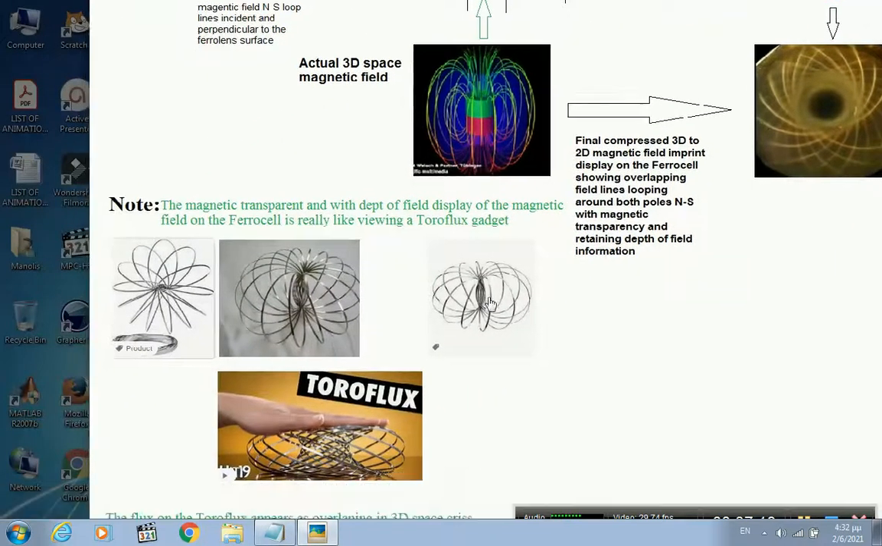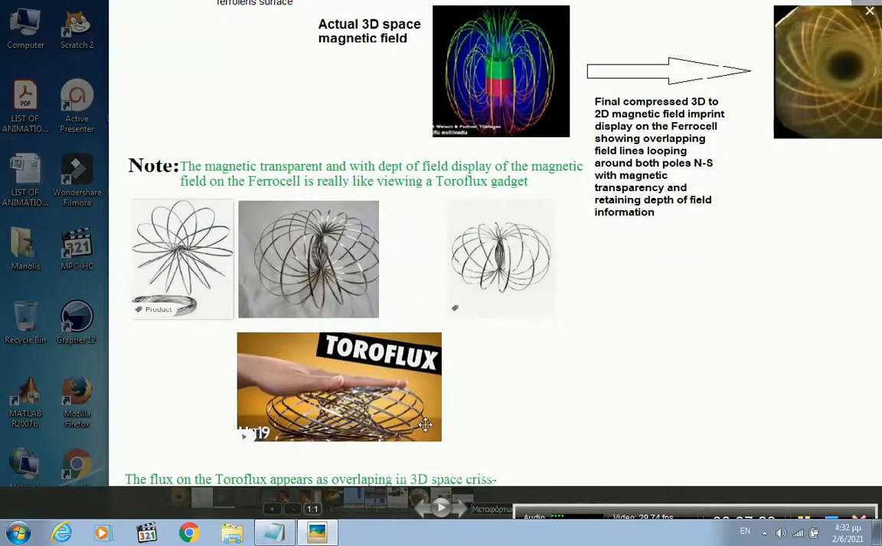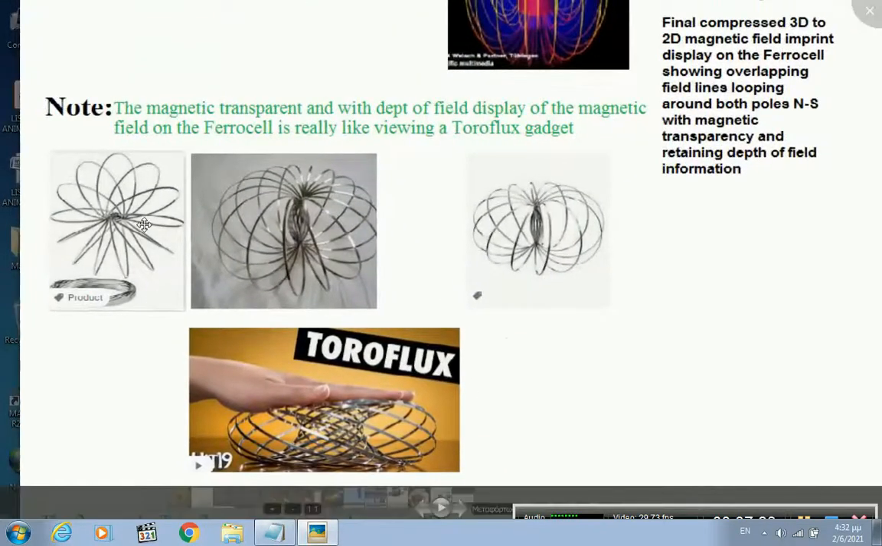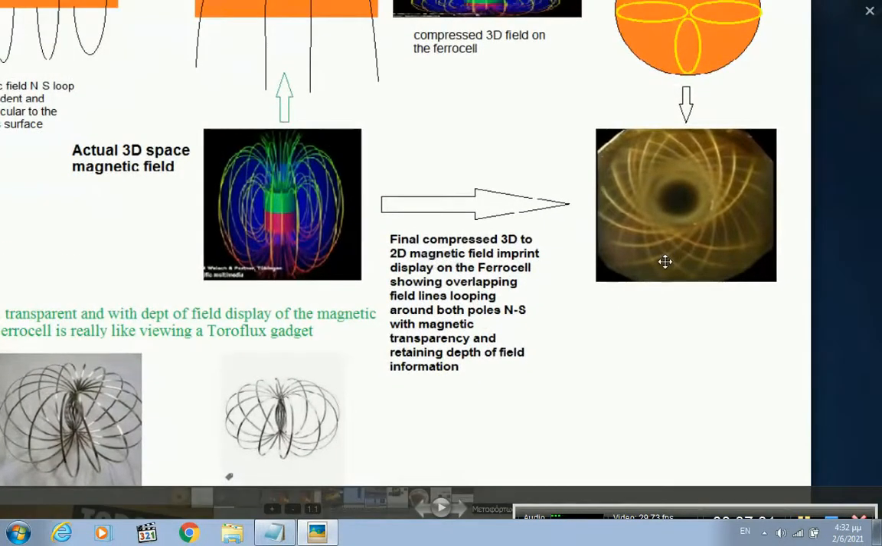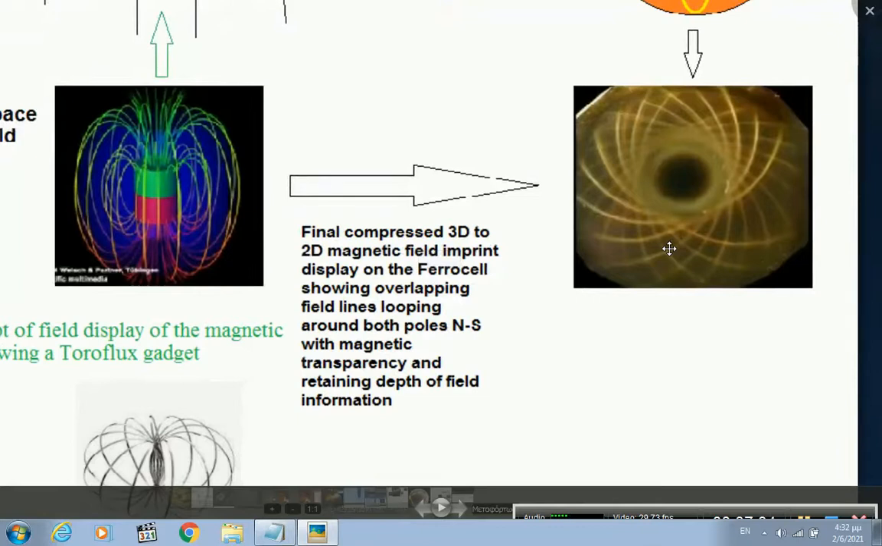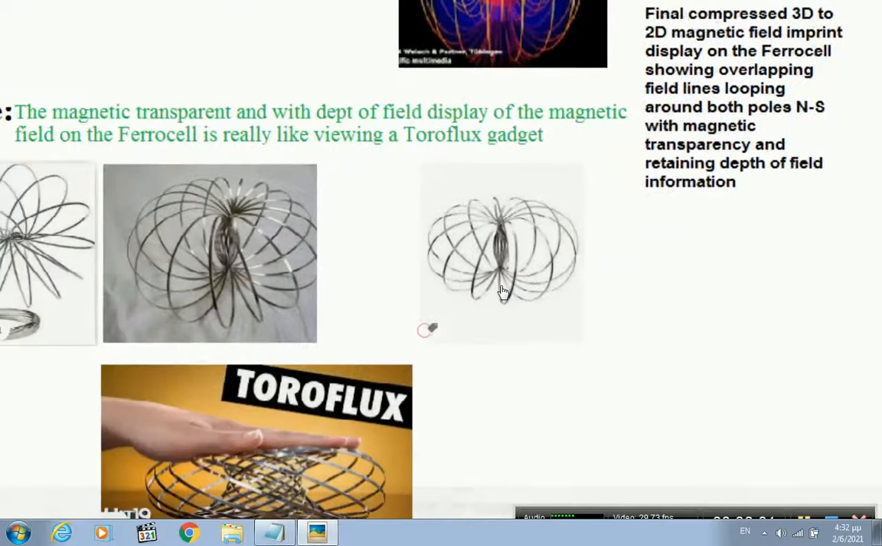So it's like squeezing the whole field in this narrow part. It's actually not different from a toroidal flux. You see, in a toroidal flux, here's the top view of the toroidal flux, because the complaint here is that this is not correct, we see crisscrossing, but you are not very familiar with seeing wireframes, 3D wireframes. So this is a wireframe with depth of field information and also magnetic transparency. So you see the lines or the loops going through both of the poles with depth of field information. And it's actually the same with the toroidal flux.